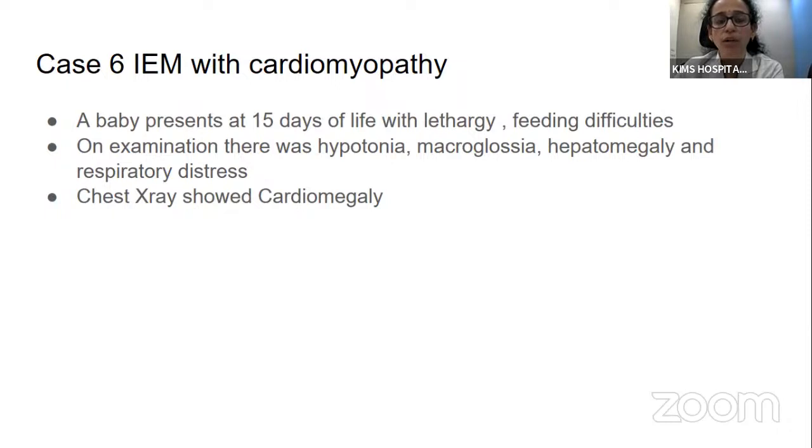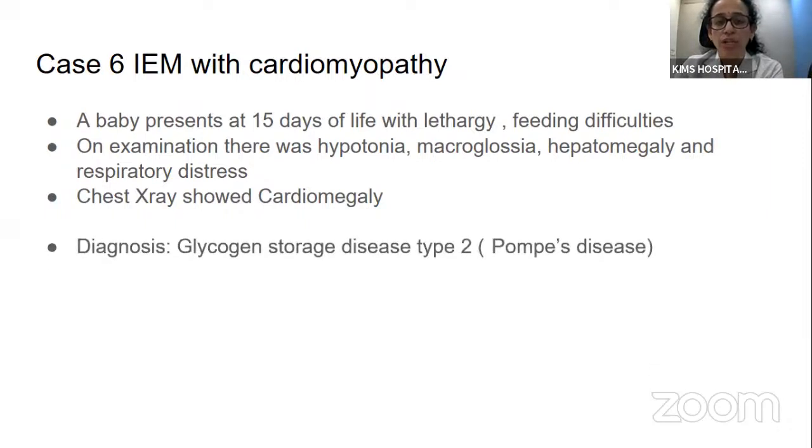Then we'll go on to the IMs which present with cardiomyopathy. A baby presents in the second week, 15 days of life, with lethargy and feeding difficulties. On examination, the baby was grossly hypotonic with macroglossia, hepatomegaly, and respiratory distress. X-ray was done, which showed cardiomegaly. So as we have previously discussed, any baby with cardiomegaly, cardiomyopathy, we should think of storage disorders.